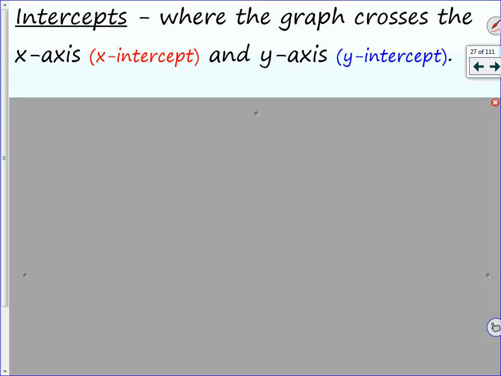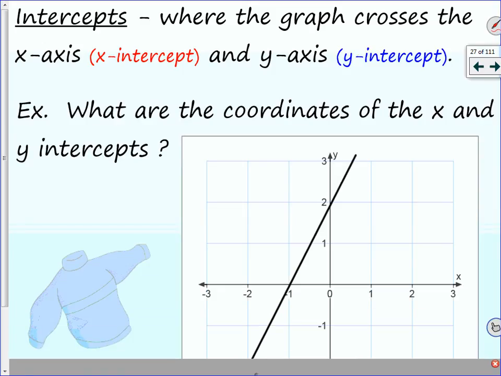Most lines will have both an x-intercept and a y-intercept. So if we take a look at this line, we can see the y-axis on the line. Can someone give me the coordinates of the x-intercept? In other words, where it crosses the x-axis? Davian?